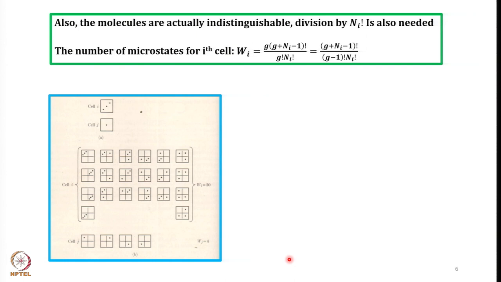Now we have taken care of sequences. But remember that all the phase points that we are talking about are also not distinguishable. They are indistinguishable. Therefore, in order to not overcount the number of states, we need to divide by Ni factorial. So therefore, Wi is equal to G into (G plus Ni minus 1) factorial. We divide by G factorial, we divide by Ni factorial. And G factorial is equal to G into (G minus 1) factorial. So this gets transformed into this. You are getting rid of this G.